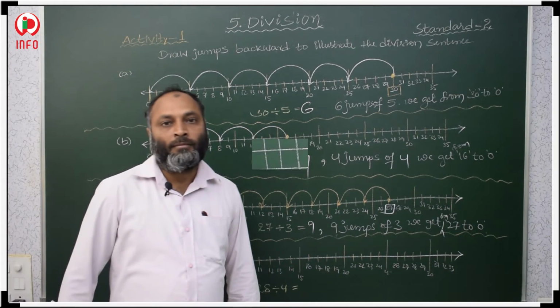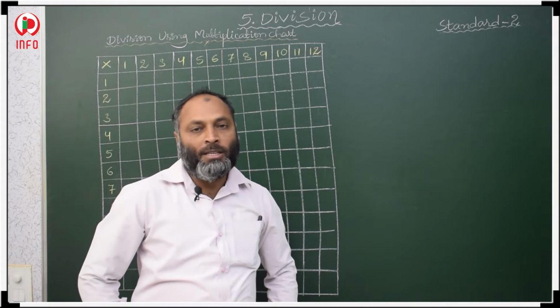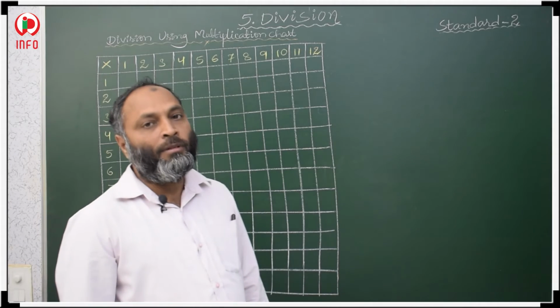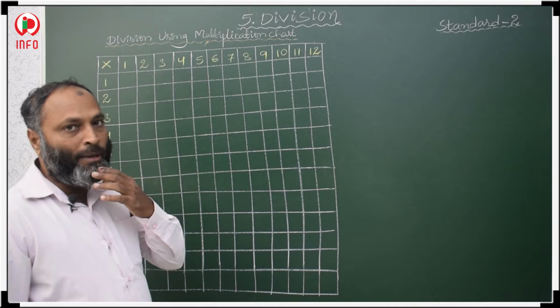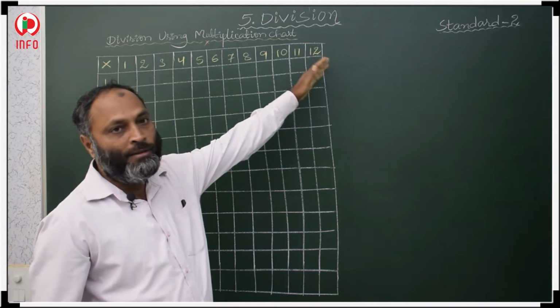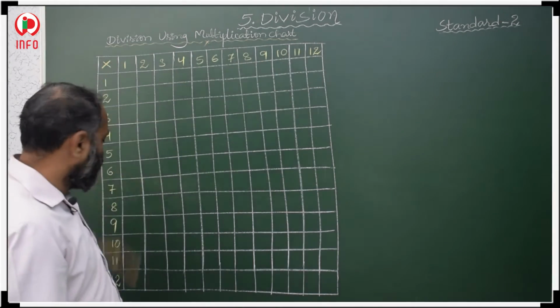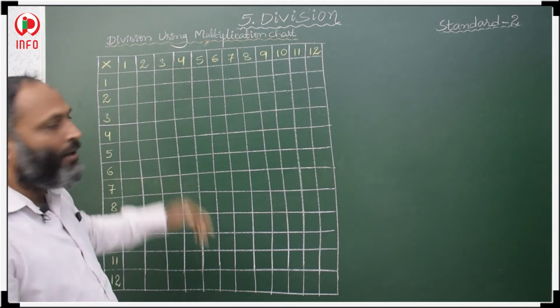Okay. Now here, see students, division using a multiplication chart. Using the multiplication chart we have to divide. First we have to prepare the multiplication chart. How to prepare the multiplication chart? See here. We have to write tables till 12, in the column as well as in the row. So we have to take tables till 12. Now we have to write the 12 tables.